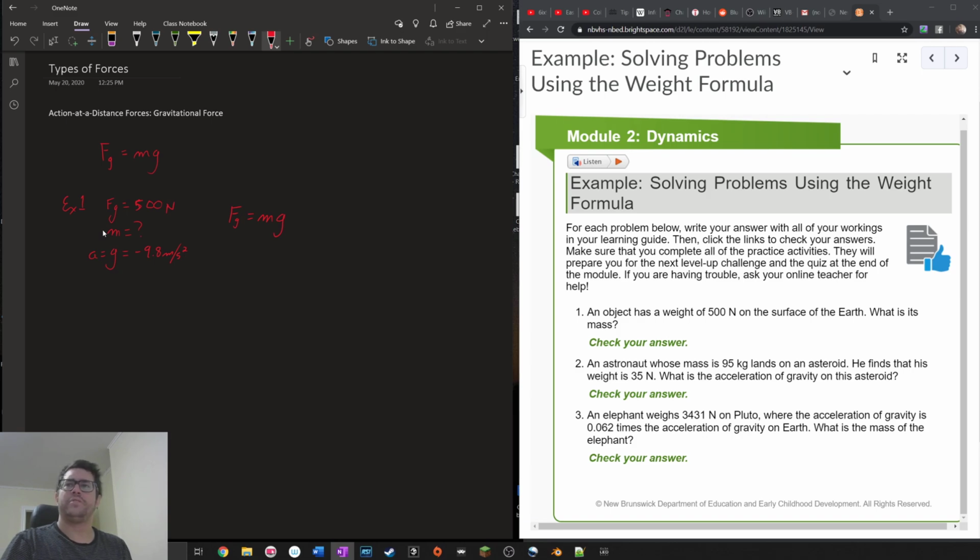And I want to move things around because I'm a good boy. So g is going to go on the other side. How? We divide by g. Divide by g, these cancel out. m is equal to Fg divided by g. 500 Newton divided by minus 9.8 meter per second square.